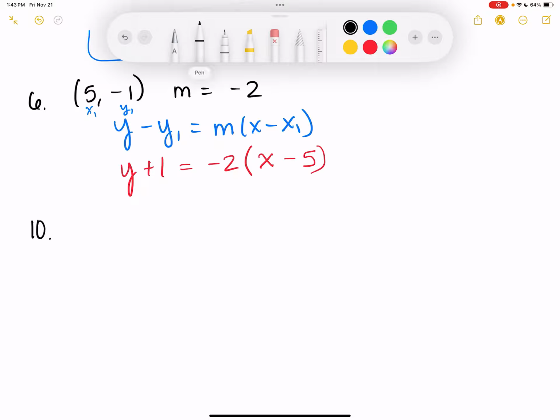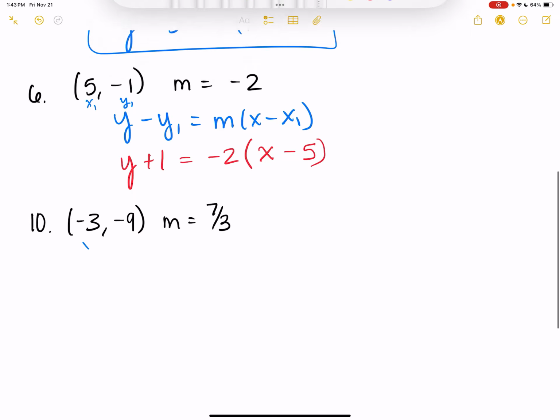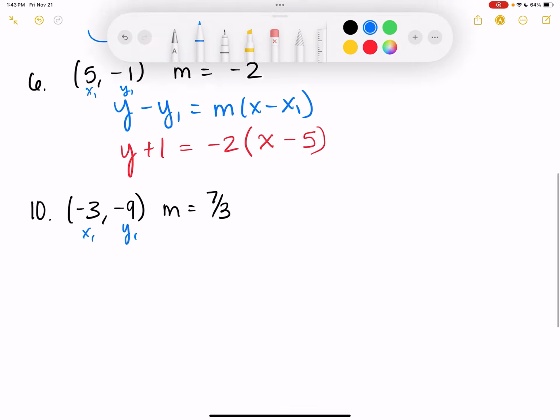-3, -9, and m equals 7/3. So on this last one, we had one of these numbers was negative, so you have a minus and a negative. Obviously, that becomes positive. We're going to have that situation again here because both of these values are negative now. So this is x1, this is y1.